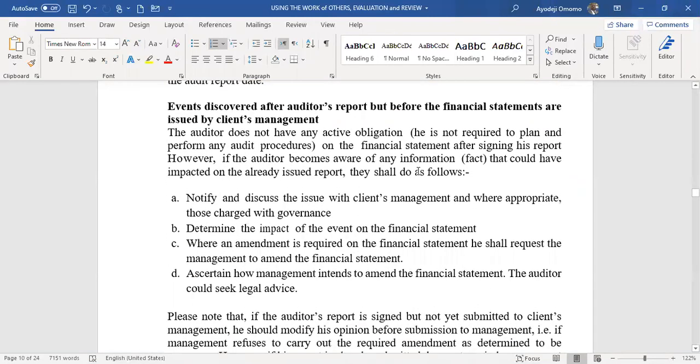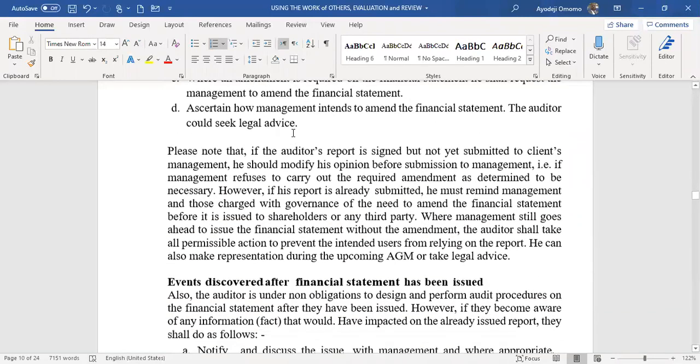So now, I already mentioned events that are discovered after the audit report but before the financial statements are issued by management. Certain things can happen.